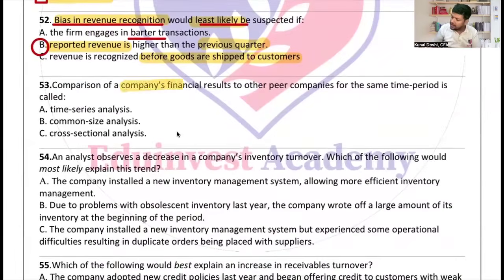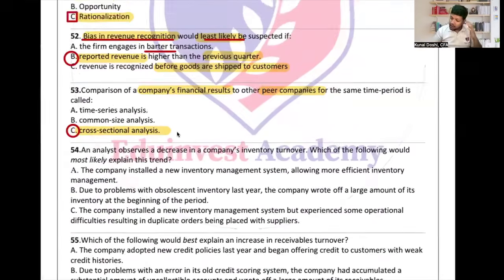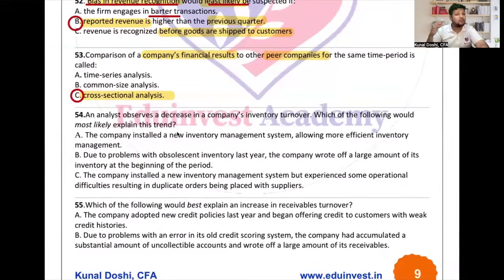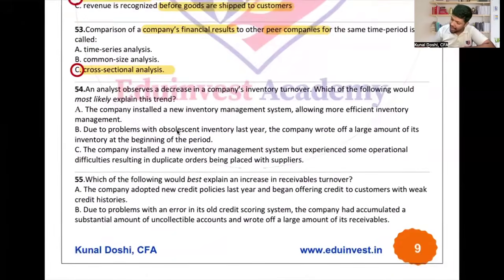In comparison of a company's financial results to other peer companies. See, when you're comparing your company to the peer, what do we call it? When you're comparing your company with the peer group, we call it cross-sectional analysis. But when you compare your company with the previous year, it's called time series. Common size is when you convert them into some percentage. Got it? These are questions related to, now you are moving towards ratios and financial statement modeling and so on. Correct?